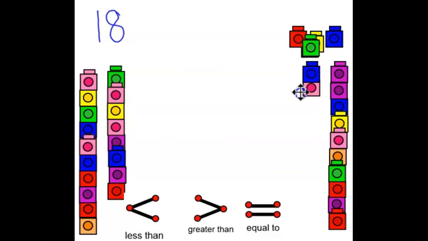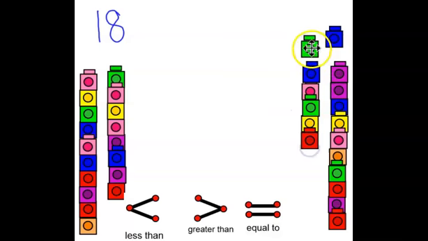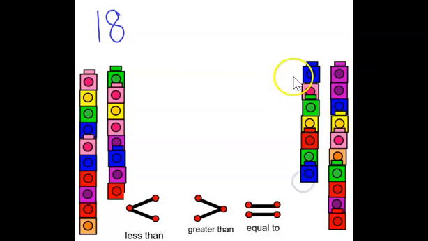1, 2, 3, 4, 5, 6, 7. So now we have 10 and 7 more. So how much do we have? That's right, we have 17.